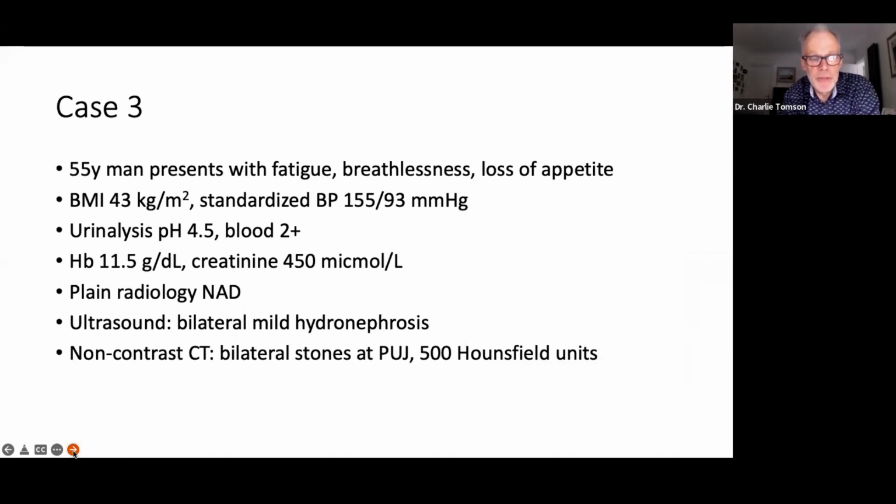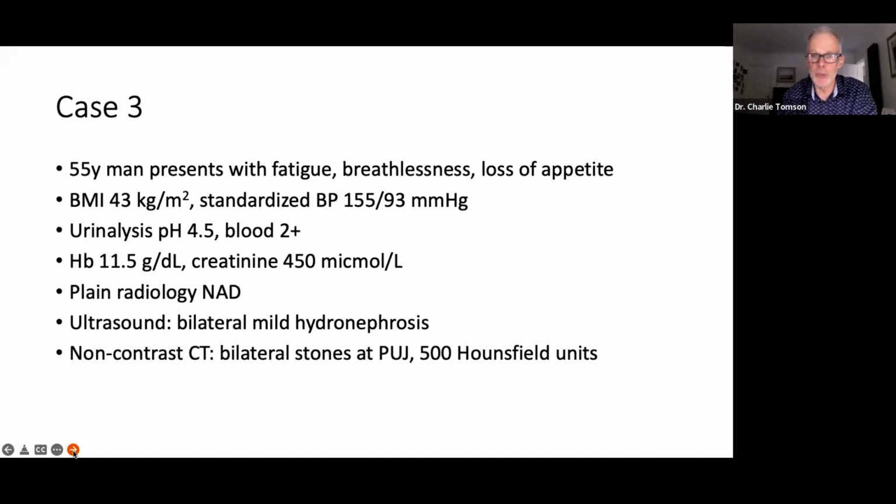So our next case is a 55-year-old man who's morbidly obese and hypertensive, and he presents with fatigue, breathlessness, and loss of appetite. His urinalysis is pH 4.5, so an acid urine, and 2+ blood. And he has marked renal impairment with some degree of renal anemia, and no abnormality is seen on plain radiology, but you manage to get an ultrasound that shows bilateral hydronephrosis and a non-contrast CT.